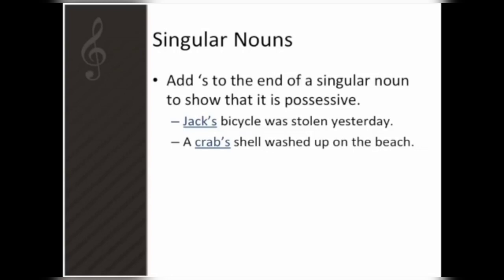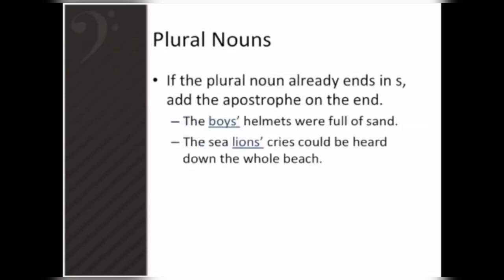So in a singular noun, we are adding apostrophe s to show the ownership, right? Same like in the second sentence, a crab's shell, right? Crab's shell. Whose shell? Crab's shell. Okay. Now, second rule for plural nouns.